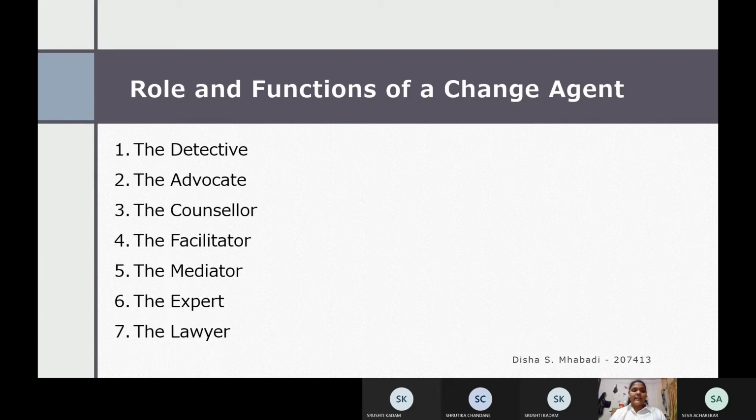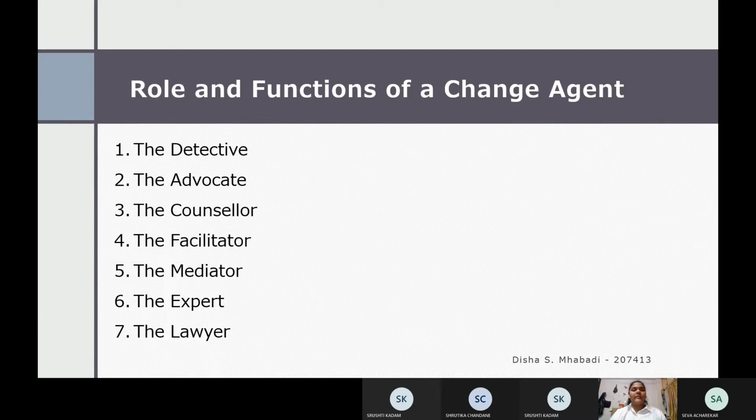Fourth is the facilitator. One of the key activities of an agent is to find ways to help people change. Change agents clarify the change and make it easier to perform. As a facilitator, they have to design systems, tools, forms, and processes to enable people to succeed through the phase of change. As a facilitator, the change agent must be helpful and creative.